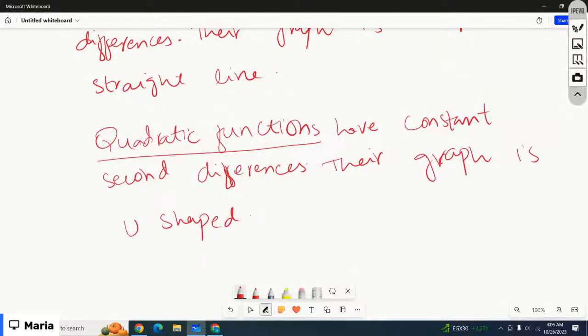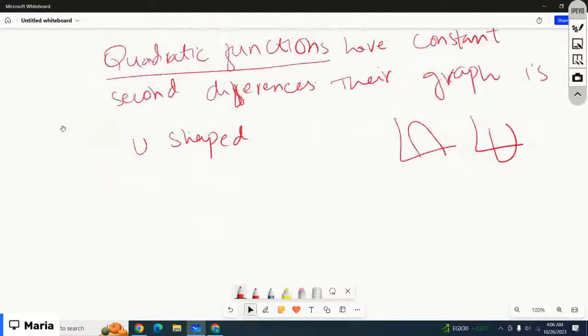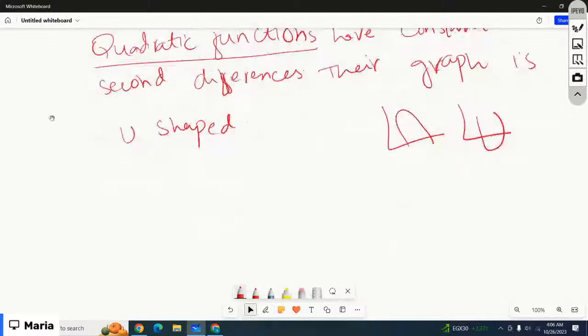So that is the graph of the linear function. Then you have the quadratic function. The graph of the quadratic function is like this, a U shape, either upward or downward. Then you have the exponential function. Exponential functions are the functions that grow very fast.